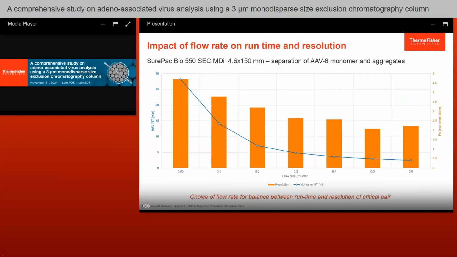And this one is a table of the impact of flow rate on both runtime and resolution. On the left side is the runtime. As you can see, at 0.05, the runtime is almost 30 minutes. Increase the flow rate up to 0.6, and your runtime will only be 4 minutes. In the meantime, your resolution will also decrease as the flow rate goes up. So it's very important to choose the flow rate based on the user's need and balance between the runtime and the resolution.